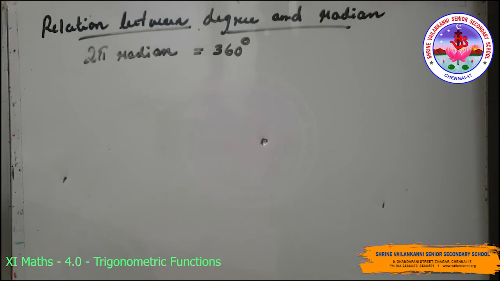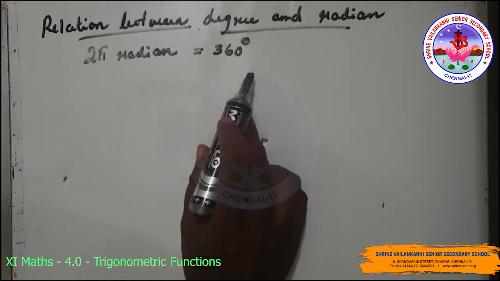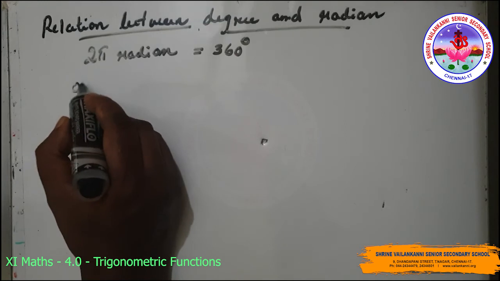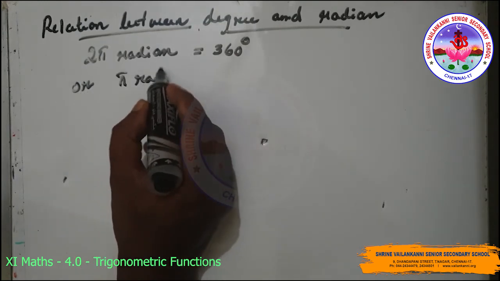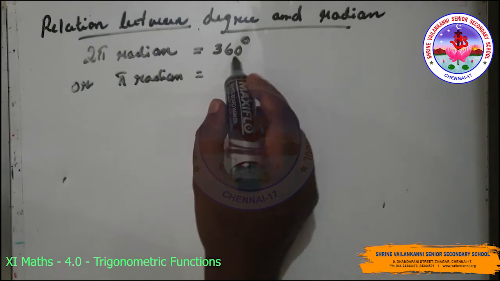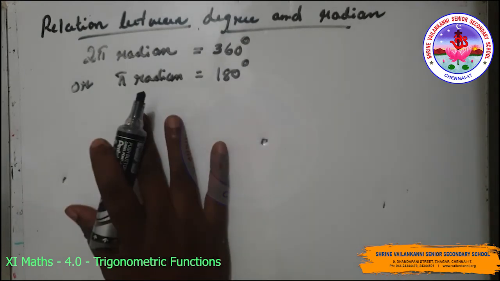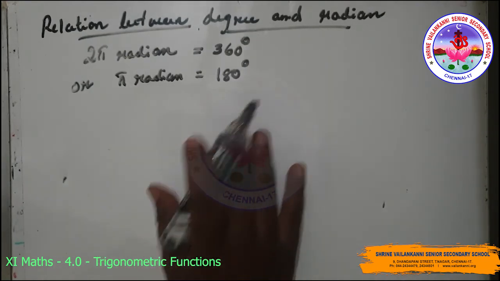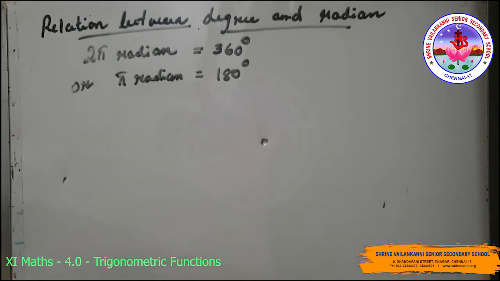Relation between degree and radian. Since a circle subtends at the center an angle whose radian measure is 2 pi and whose degree measure is 360 degrees, 2 pi radian is equal to 360 degrees, or pi radian is equal to 360 by 2, so 180 degrees. So pi radian is equal to 180 degrees. This relation is used to express a radian measure in terms of degree measure and a degree measure in terms of radian measure.